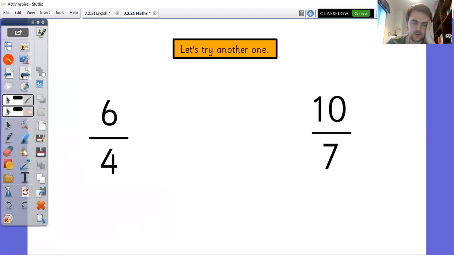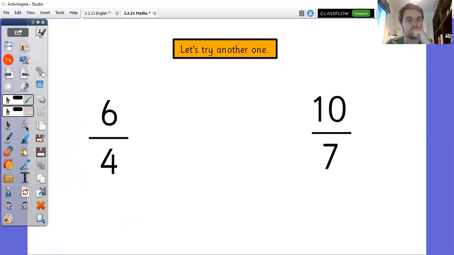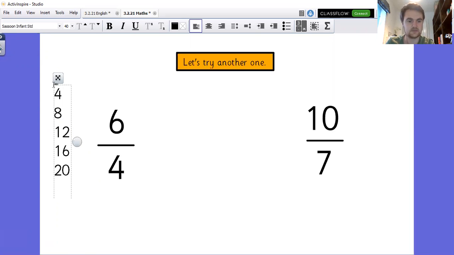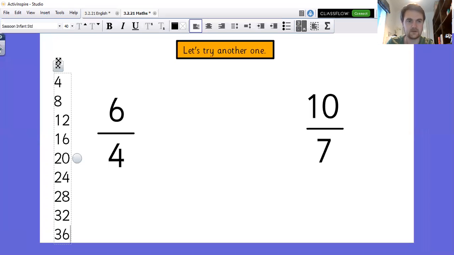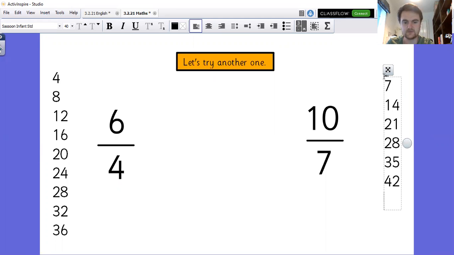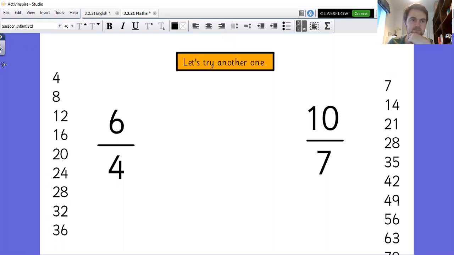Now, the lowest common multiple of 4 and 7 is what I need to find if I'm trying to use equivalent fractions. So I'm going to write out my 4s over on this side. 4, 8, 12, 16, 20, 24, 28, 32, 36. That'll probably be enough, but if I needed any more, I can add them in. And I'm going to do the same for my 7s over here. 7, 14, 21, 28, 35, 42, 49, 56, 63, 70. That'll probably be enough, but again, we can add more in if we need.